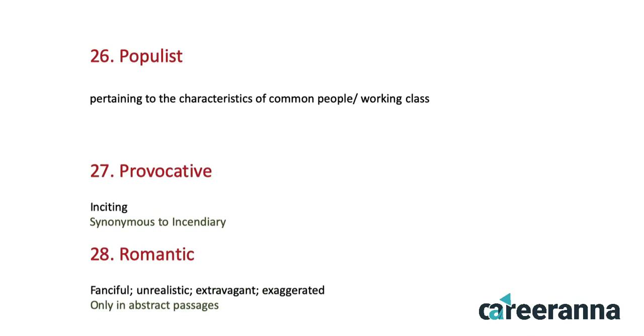The next set, first is populist. As the name suggests, anything which is pertaining to the characteristics of common people, working class, who have huge population or say a huge majority. Then my tone is populist, where the author is not defying or going against the common belief, but is supporting the common belief. That's when the tone is populist.